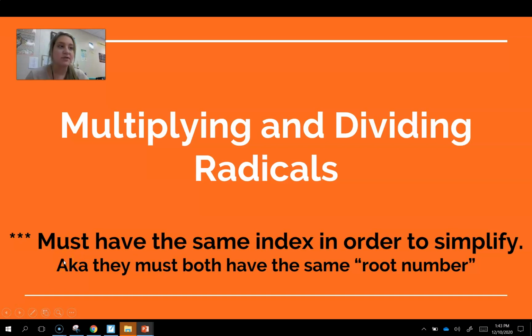In order to multiply and divide radicals together, they must have the same index in order to simplify, which means they have to have the same root number. So square roots, cube roots, fourth roots, that little number on the outside has to be the same thing, okay? Just to remind you, if we have something written where there is no index being written there, that is the same thing as a square root. So that's our default. If no index is written, then the index is 2.